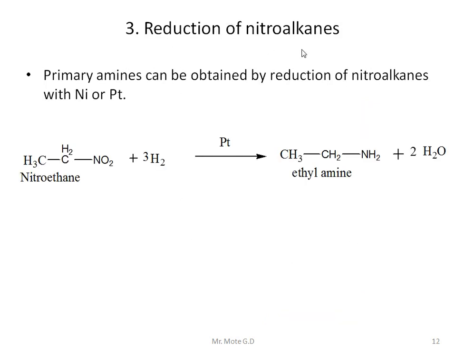Next method, reduction of nitroalkane. We are applying reduction, meaning we are treating with a reducing agent. So nitroalkane is treated with platinum, and we are reducing this nitroalkane to form ethylamine. Here oxygen will be removed and hydrogen will be added. We are treating nitroethane with hydrogen in the presence of platinum to form ethylamine. Two molecules of water will be liberated.